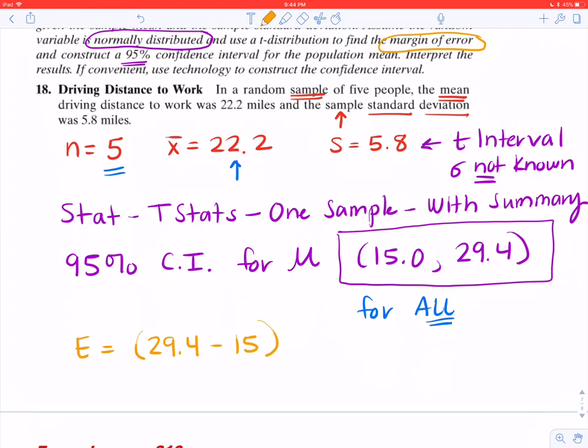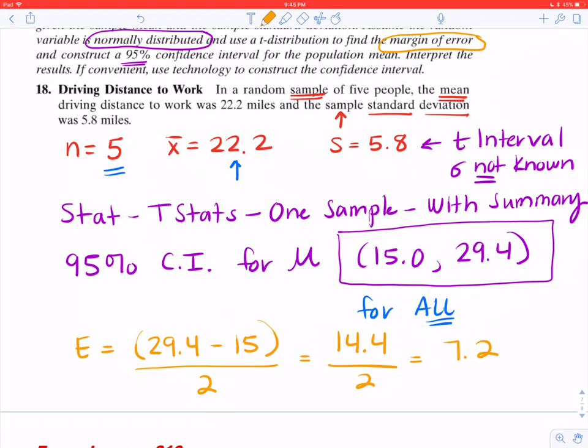So 29.4 minus 15, and divide that by 2. Because remember, the margin of error is allowed on each side of the interval. That's why I'm dividing by 2. So if we subtract out that 15, we're looking at a range of 14.4 for the interval. Divide that by 2, and that would tell me this interval has a margin of error of 7.2.